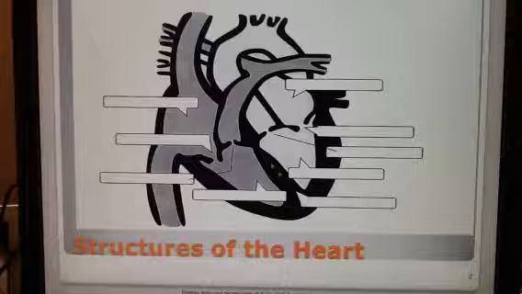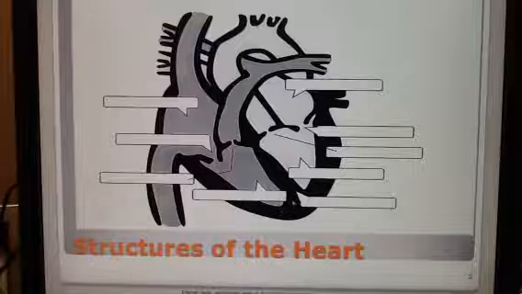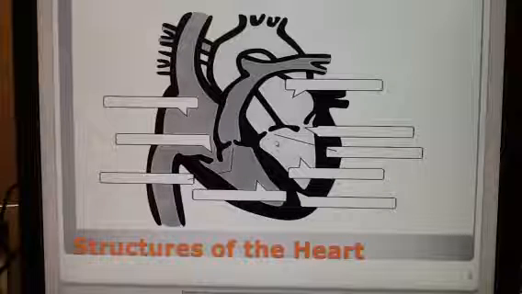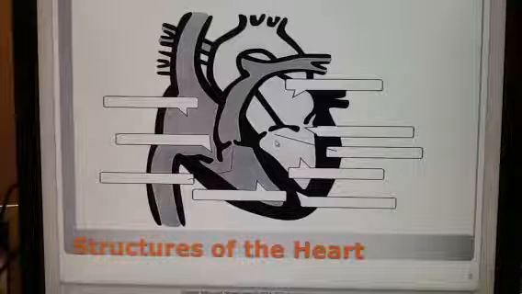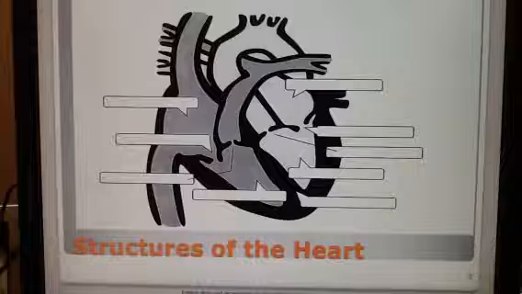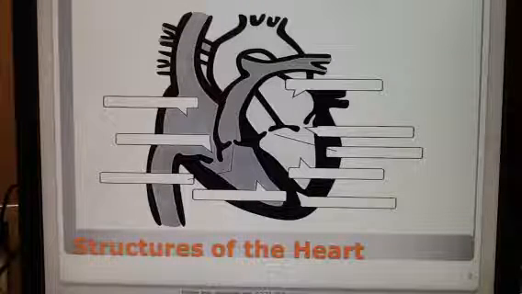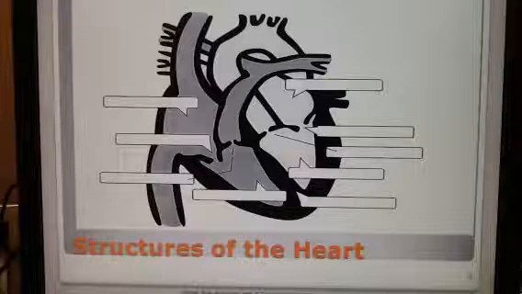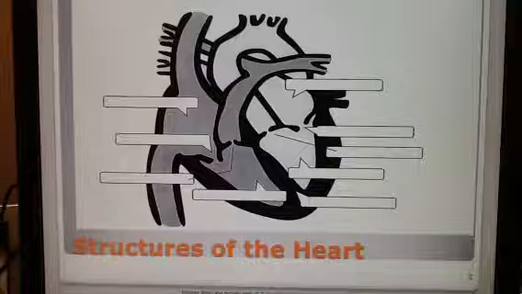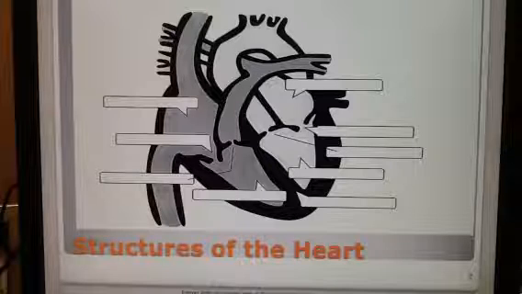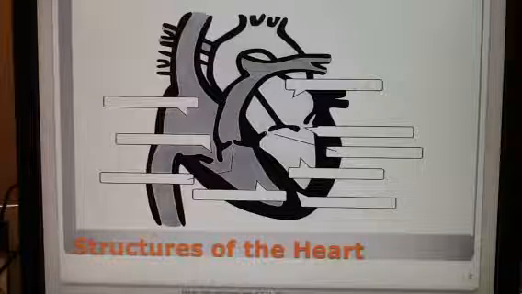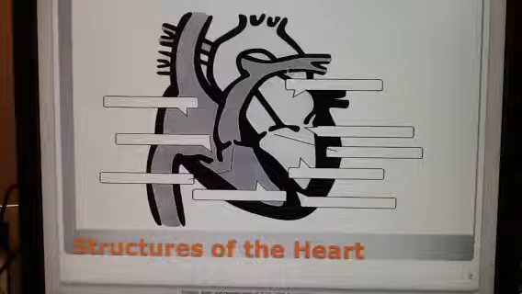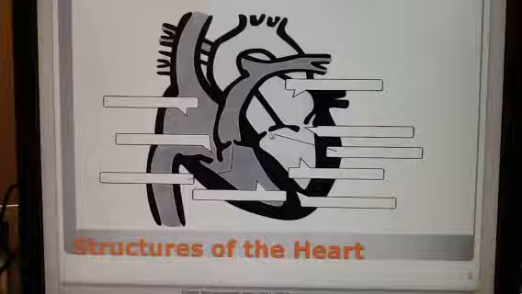In the middle, dividing the ventricles, we have the septum right here. And what I really want you to remember is the muscle of the heart is called the myocardium. The other vessel that we have is the aorta. Right here is the aorta. It connects the left ventricle to the body, and that's where blood is distributed to the rest of the body.